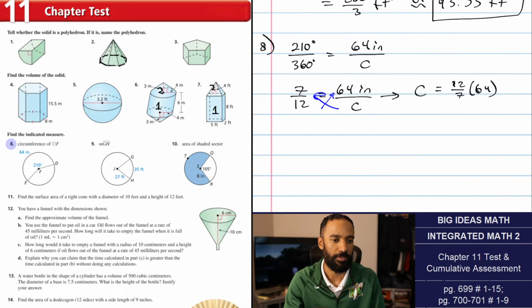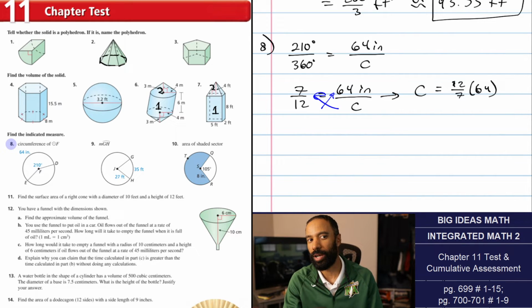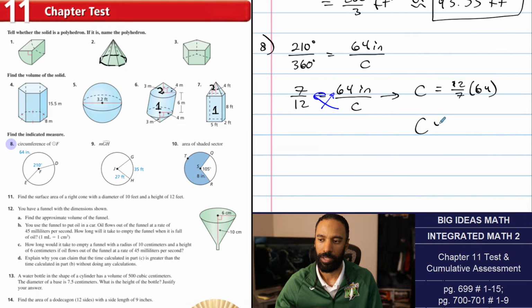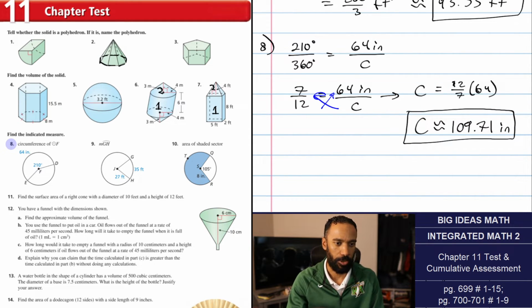So 12 times 64, which is 768. We divide that by 7. Whoopsie, I just cleared. 768 divided by 7. And we get 109.71, rounded. This is in inches. That is the circumference of the circle, rounded.